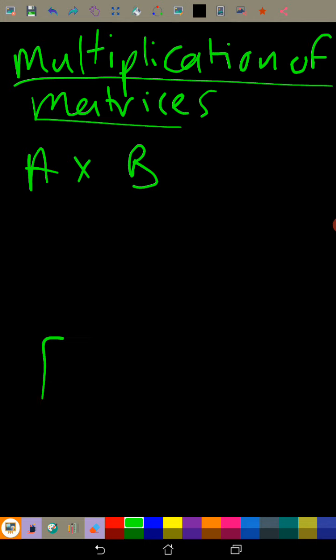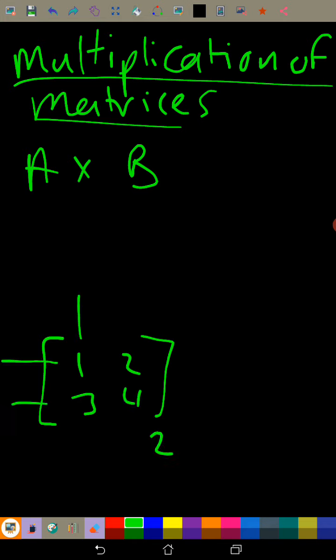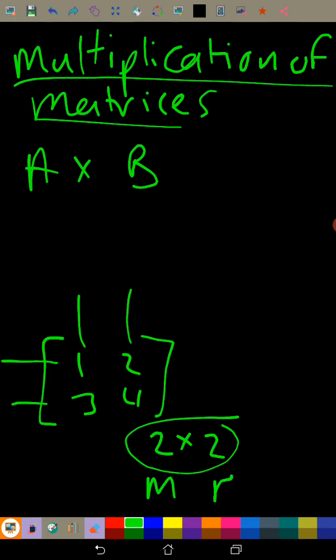But remember the size, you always have the rows. So if you have 1, 2, 3, 4 here, you have 2 rows, so you say 2. You have 2 columns, you say 2. So 2 times 2, it's a square. Okay, so we call this M, we call this R. So this is M times R. All matrices have the M and R: the number of rows and the number of columns.